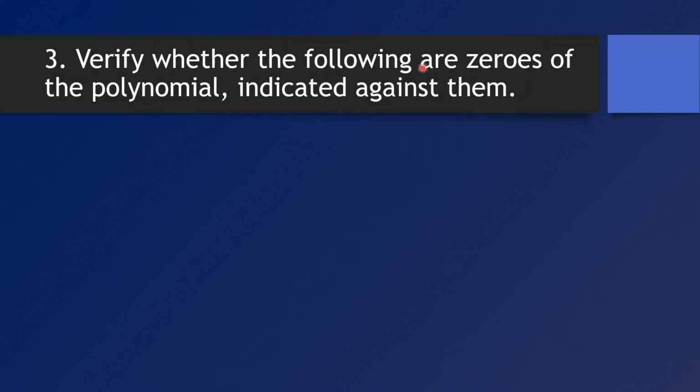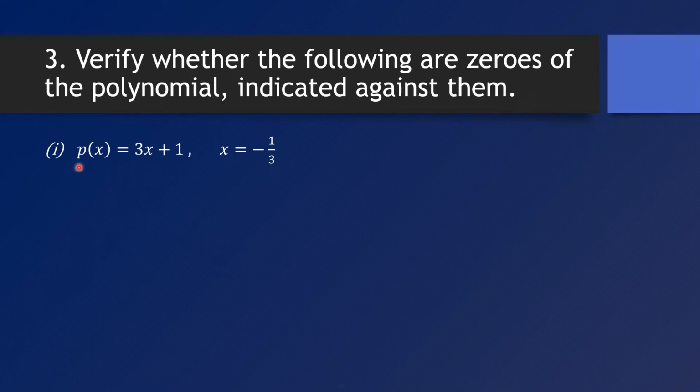The next question, that is question number 3. Verify whether the following are the zeros of the polynomial indicated against them. जो भी values आपको दी गई हैं उन्हें given polynomial में रख करके देखना है. If you are getting a 0, then you can say that those values are the 0 of the polynomial. If you are not getting 0, then it will not be a 0 of the given polynomial.